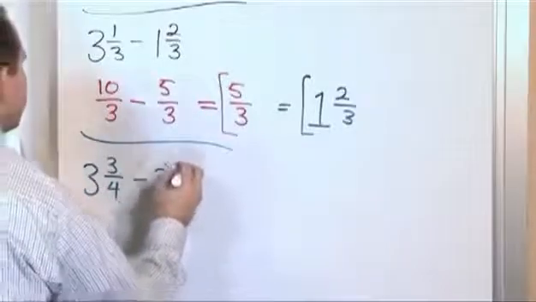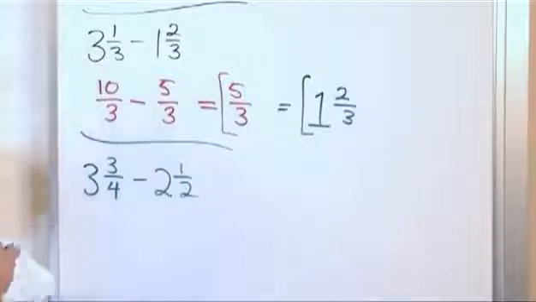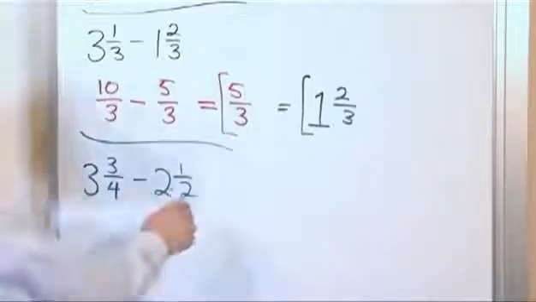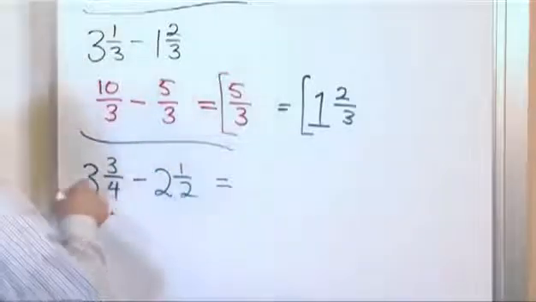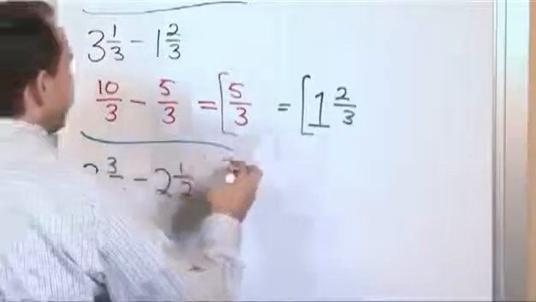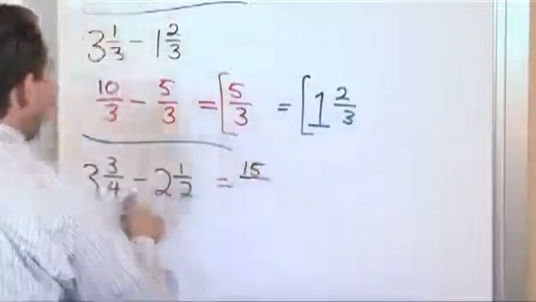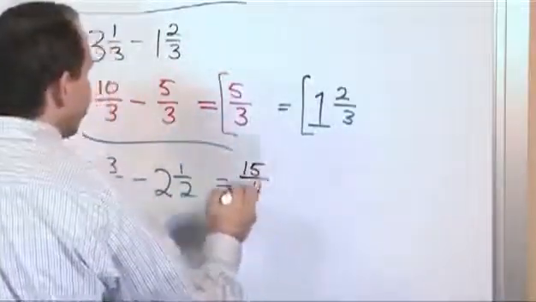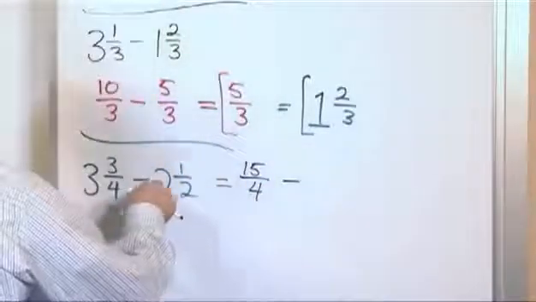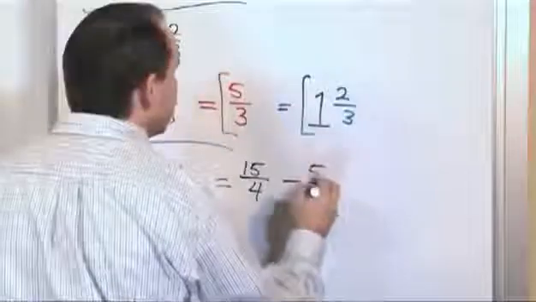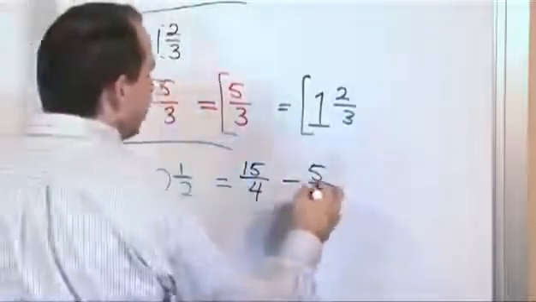minus 2 1/2. So again, we're going to do the subtraction, but let's first convert these to improper fractions. So what we'll have is 3 times 4 is 12, plus 3 is 15. Always write it over the original denominator of 4. So 15/4 minus 2 times 2 is 4, plus 1 is 5. Always write it over the original denominator of 2.